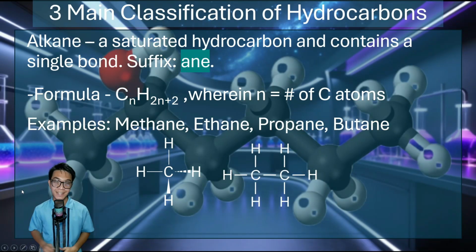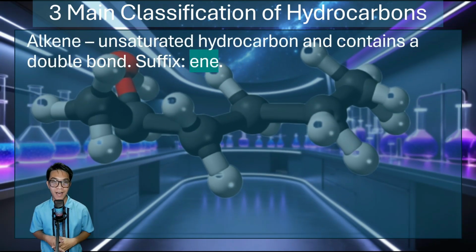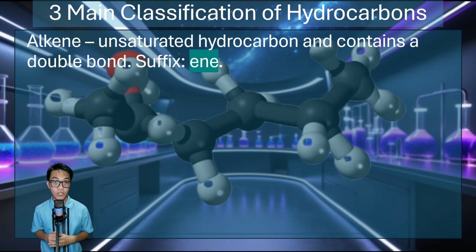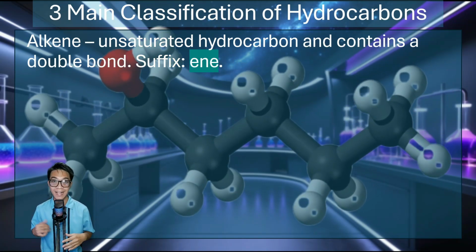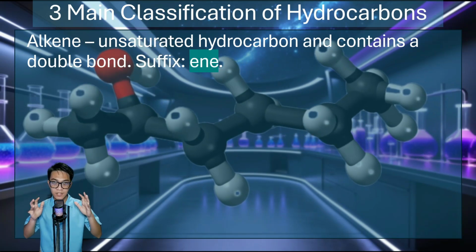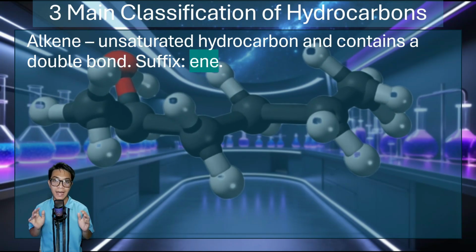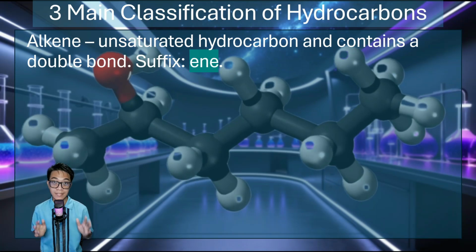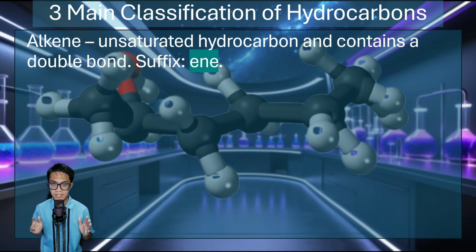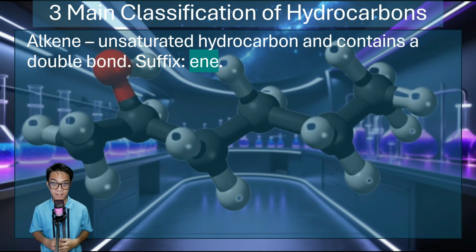Next, we have our second classification of hydrocarbon, which is our alkene. Alkene is an unsaturated hydrocarbon and it contains a double bond. It ends with the suffix "-ene", so as you can see, it's an alkene. Now, this alkene is called unsaturated because it's not saturated with hydrogen atoms that should surround the carbon atoms. So instead of saturation of hydrogen atoms, it contains a double bond instead.